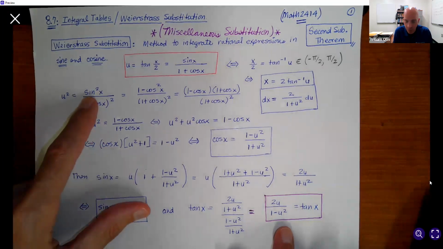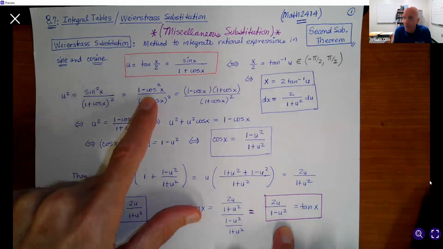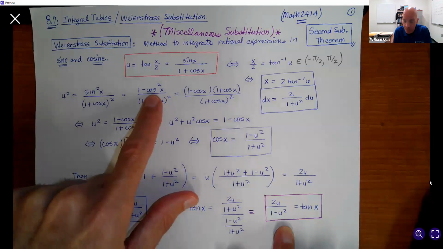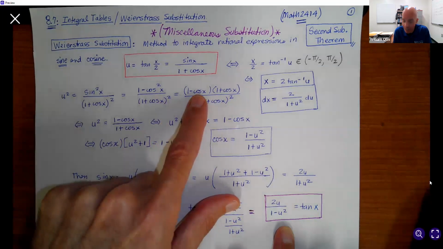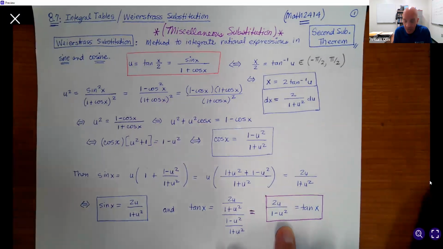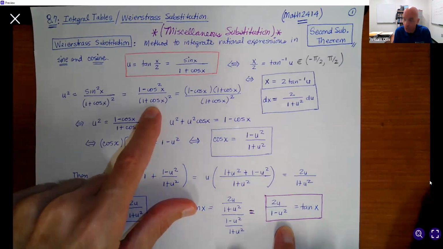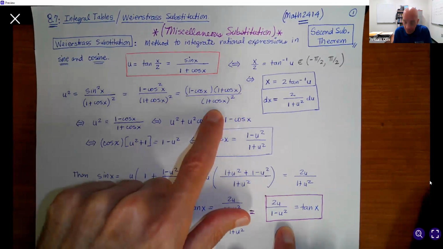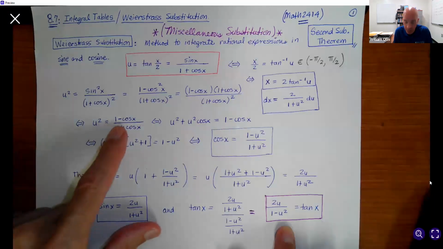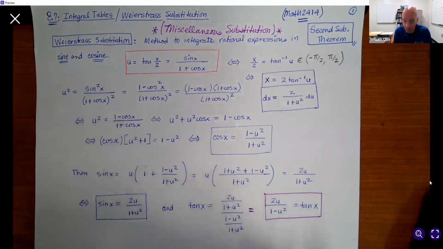Now, with that said, we can use the Pythagorean identity for sine squared, which is 1 minus cosine squared. And then, of course, factor this difference of two squares as these two factors, 1 minus cosine x times 1 plus cosine x. And of course, we've got two factors of 1 plus cosine x in the denominator, so one of these will absorb. That will leave us with u squared is equal to 1 minus cosine x divided by 1 plus cosine x. So very simple algebra, but that's good.